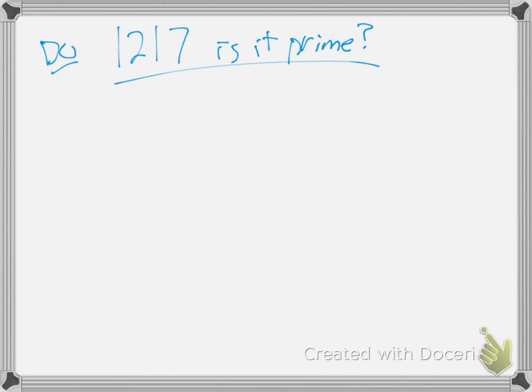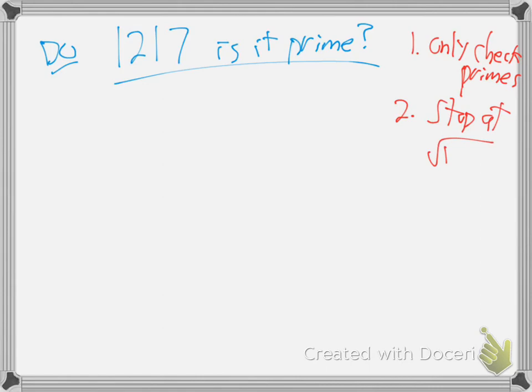So is that one prime? Try it out. So, the two observations. You only need to check primes. So number one, only check primes. Don't bother with composites. They're just made out of primes anyway. Only check primes. Stop at the square root of 1217.